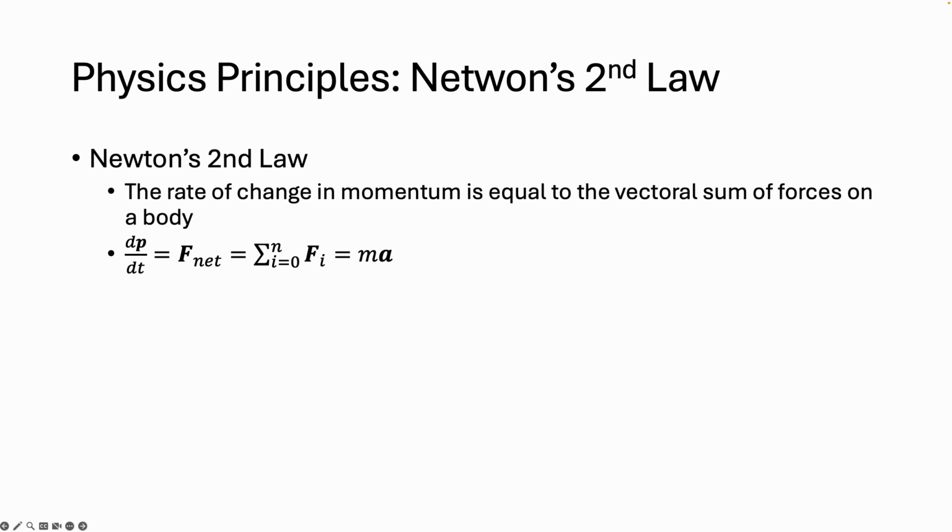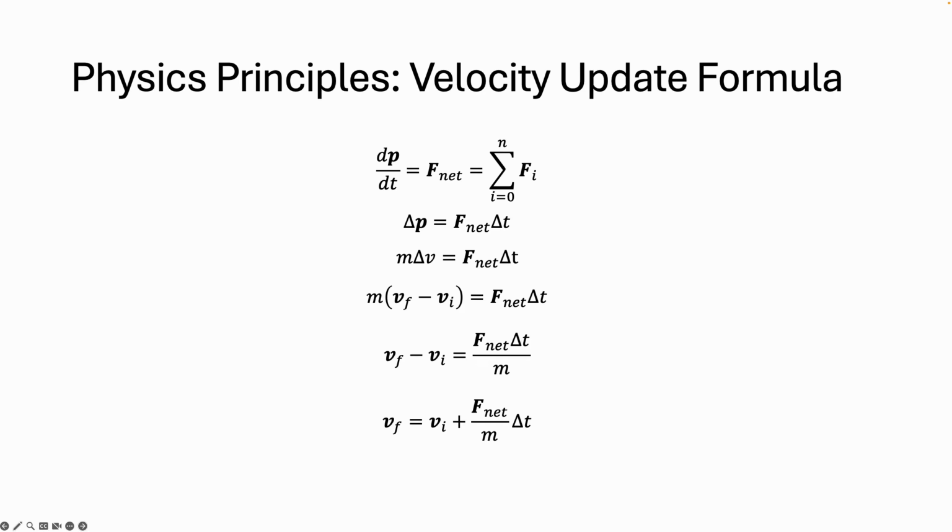But first, let's talk about some physics principles. The first principle is Newton's second law, which says that the rate of change in momentum is equal to the vectorial sum of forces on a body. And we've done this for all 4 labs. The second formula is the velocity update formula, and this has also been used in lab 1, lab 2, and all of the labs.